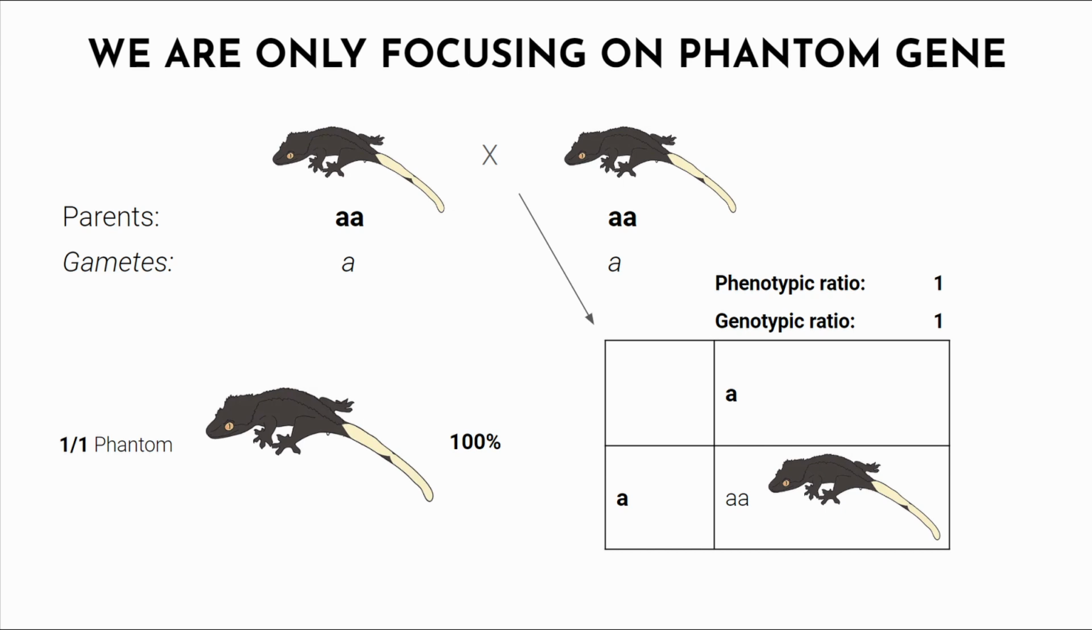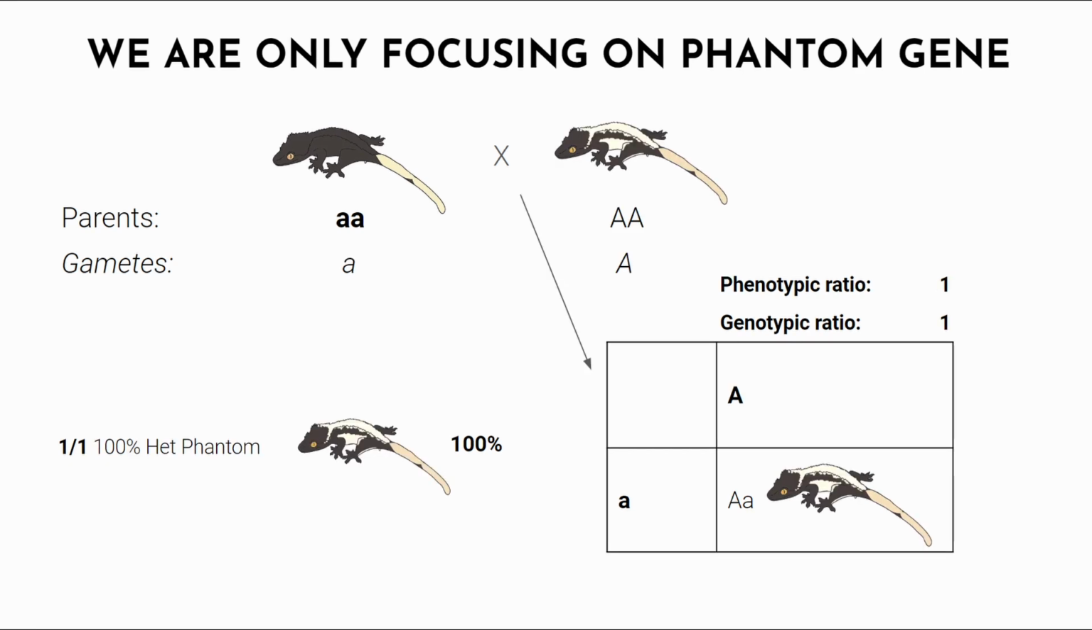Now going back to this pairing, a phantom to a phantom is only going to be able to produce phantoms, because the only gamete that is being passed on is a small a from each of the parents, because both of the parents are homozygous recessive. Therefore, all of the kids are going to be homozygous recessive for the phantom gene, which translates to a phenotype that is the visual phantom.